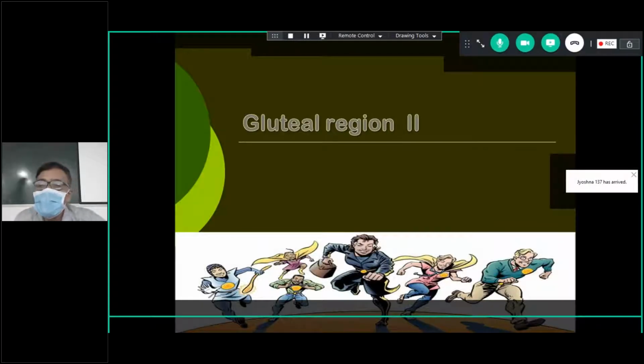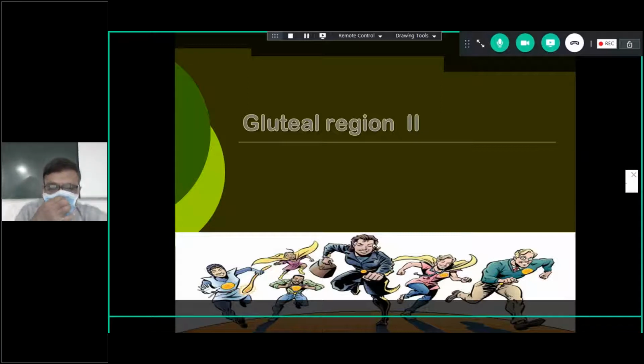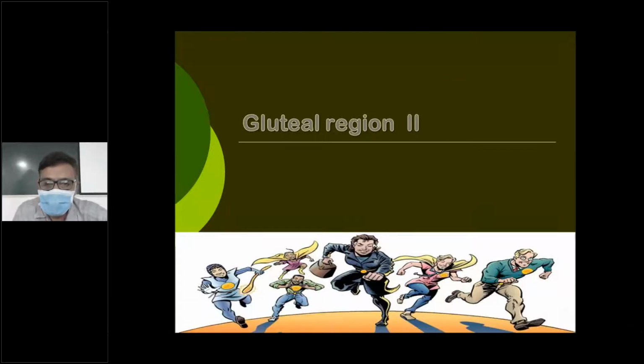We will continue the gluteal region. Yesterday, we learned the external appearance, the superficial fascia, cutaneous nerves, deep fascia, and the three gluteal muscles and the tensor fasciae latae.